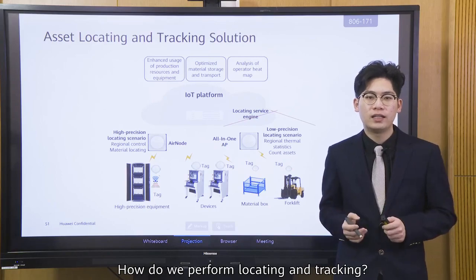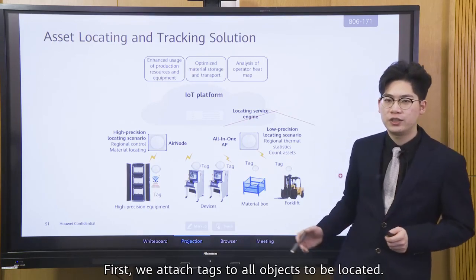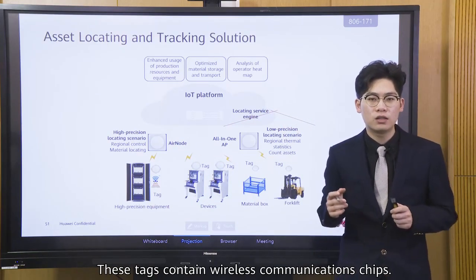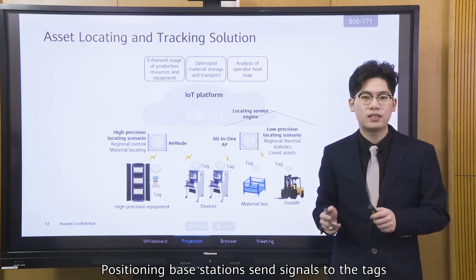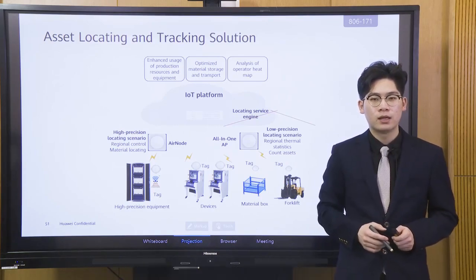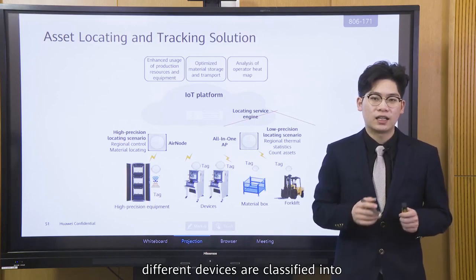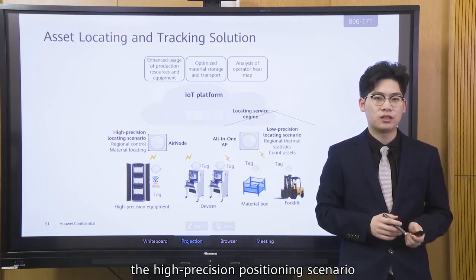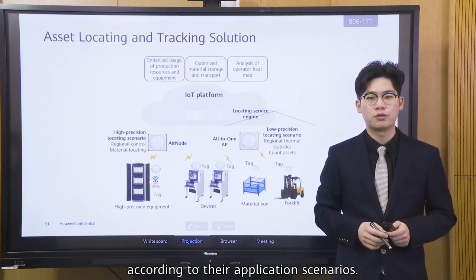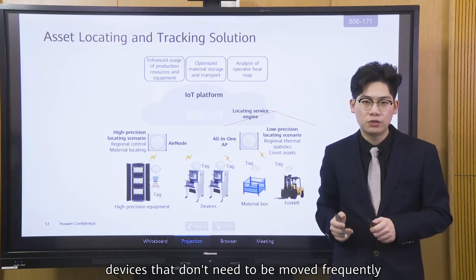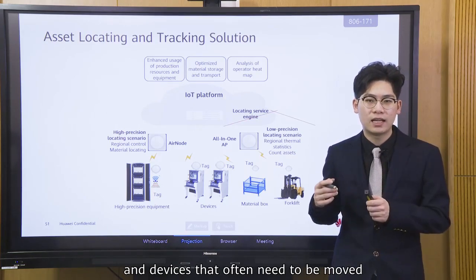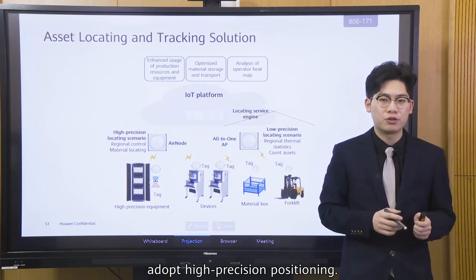How do we perform locating and tracking? First, we attach tags to all objects to locate them. These tags contain wireless communication chips. Positioning base stations send signals to the tags to determine the locations of the objects. In addition, different devices are classified into the high precision positioning scenario and low precision positioning scenario according to their application scenarios. For example, devices that don't need to be moved frequently adopt low precision positioning, and devices that often need to be moved adopt high precision positioning.